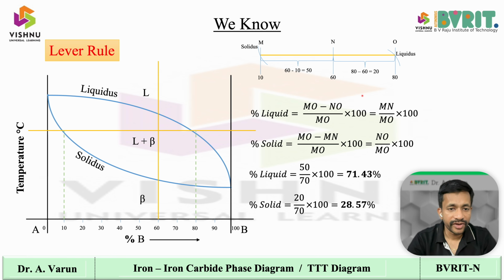So it is very simple. For example, if I want the liquidus, I am supposed to take the inversely proportional length. So this length, which is 50, divided by the total length, which is 80 minus 10, 70, times 100, gives 71.43. And the solidus will be 100 minus 71.43, or it is the same as, if I want the solidus, this length, which is 20, divided by the total length, which is 80 minus 10, 70, times 100, which is 28.57. So this is how we are supposed to calculate the lever rule for any given two-phase region.